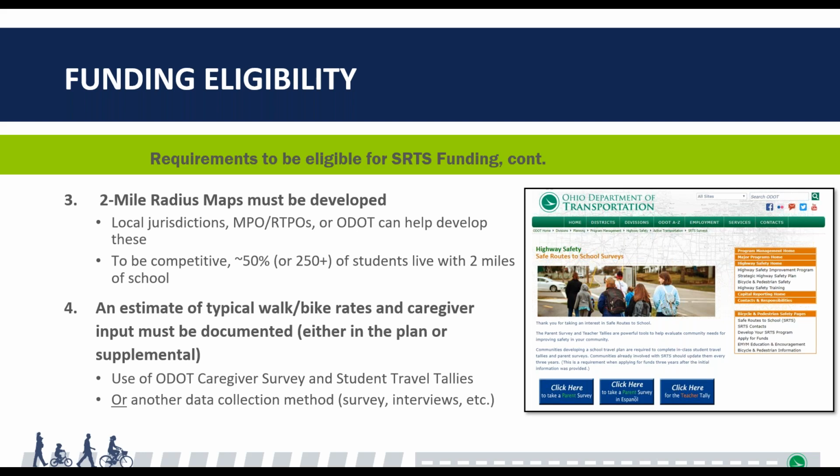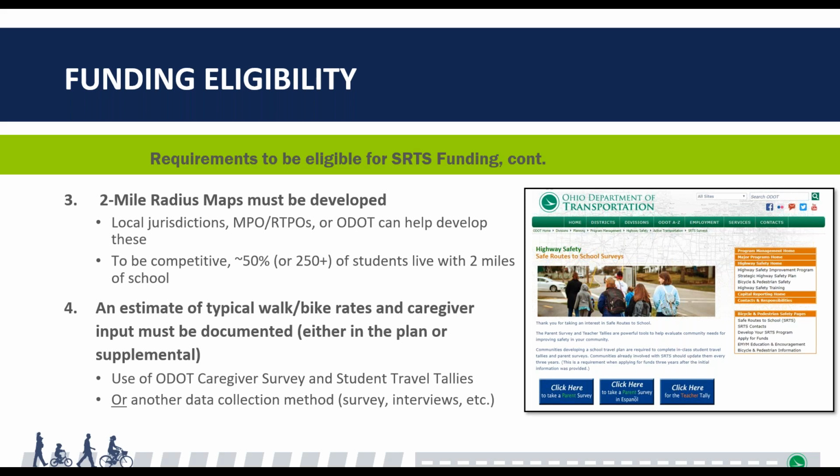There's 2 more requirements. These can potentially be supplemented to plans if they aren't already integrated into it. So this includes a 2-mile radius map. 2-mile radius maps basically show where students live in proximity to the school that they attend. And importantly, this helps us understand the number and percentage of students that live within different radiuses of school, like a quarter mile, half mile, 1 mile, or 2 mile.